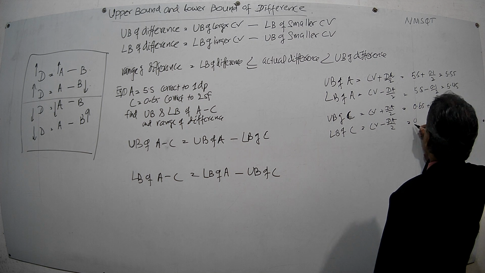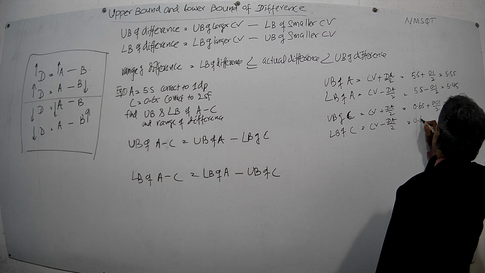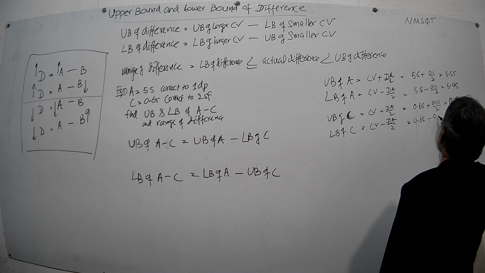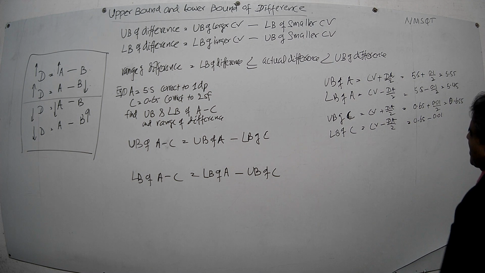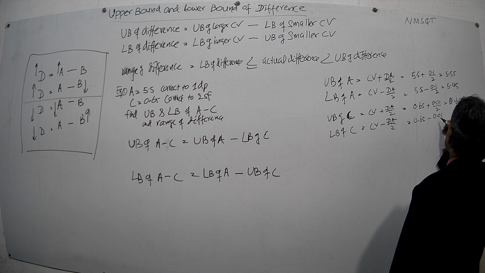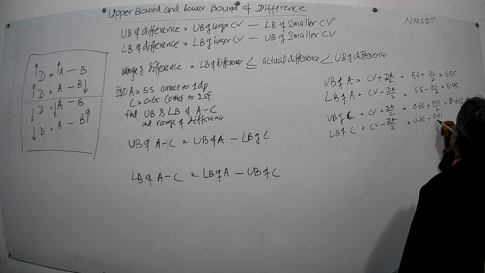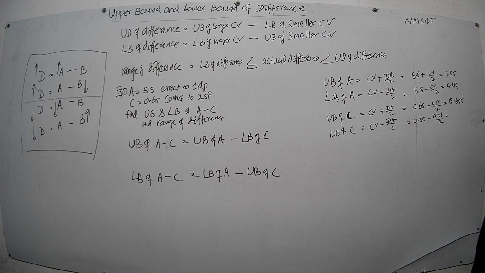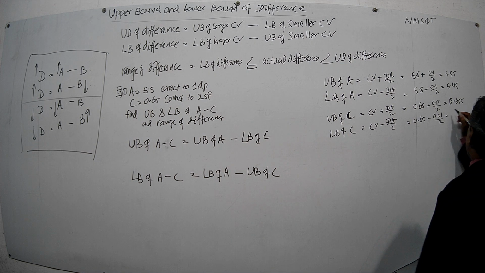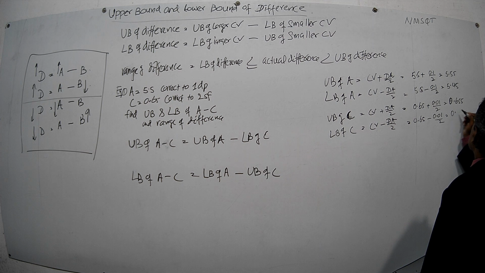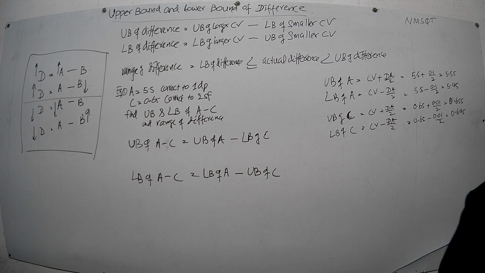To find the lower bound, corrected value minus degree of accuracy. The second significant figure is in the second decimal place. Then for the degree of accuracy, 0.01 divided by 2, and subtract. Then you are getting 0.645. Right. Okay. Now we have calculated the upper bound and lower bound.